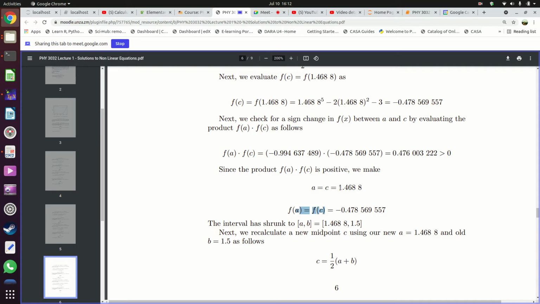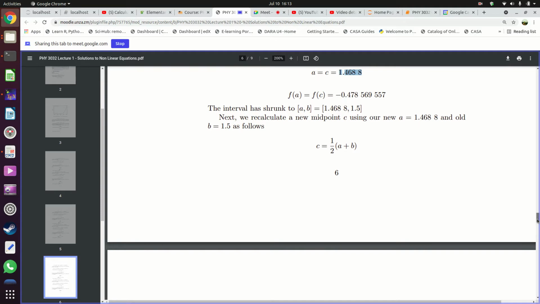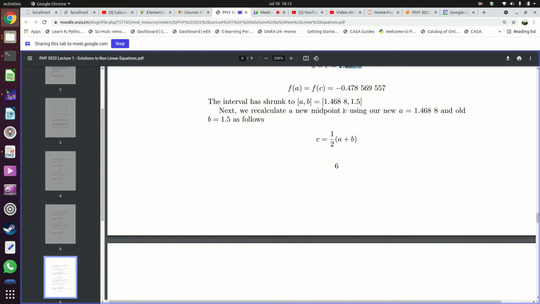So your A now becomes 1.4688. Are we clear? Yes. So your new interval, which has shrunk, now becomes AB equals open bracket 1.4688, 1.5. Like that. I think we can do one more. You can work out a new guess value for C using this and that.